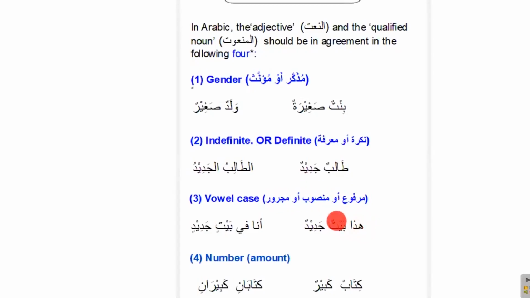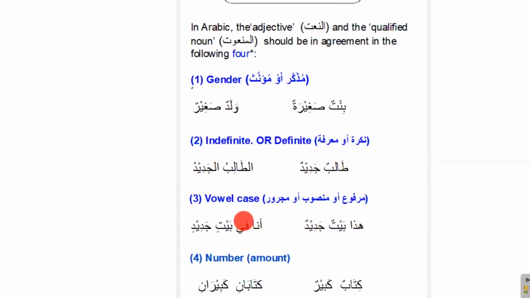So haza baytun jadidun. So you see dhamma. Even if it was one dhamma, here should have been one dhamma. I hope that is clear. But if it is kesra, here should also be kesra. If this one was fatha, the adjective should have been fatha as well. So the adjective and the noun must be in agreement, meaning they must have the same vowel ending, the vowel case on the last letter.